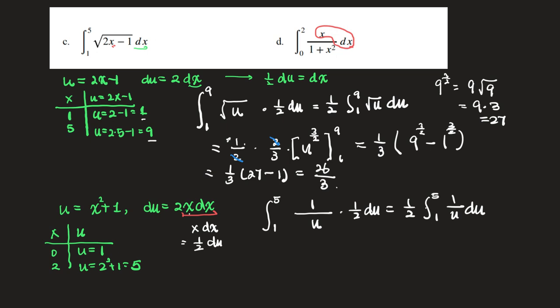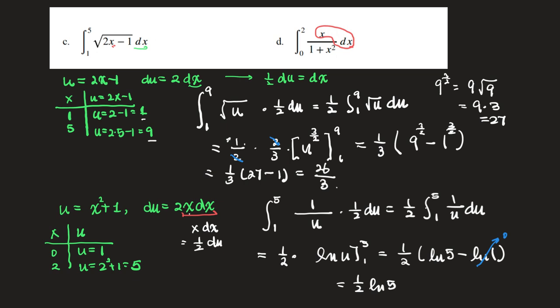So now when you see this form, you just say, okay, I know how to find this antiderivative. Then you do the right thing. So here is 1.5. What is the antiderivative of 1 over u? Everyone, ln u, from 1 to 5. So plug in the 5 first. ln 5 minus ln 1. You know ln 1 is going to be 0. So you have 1.5 ln 5, or ln of the square root of 5.